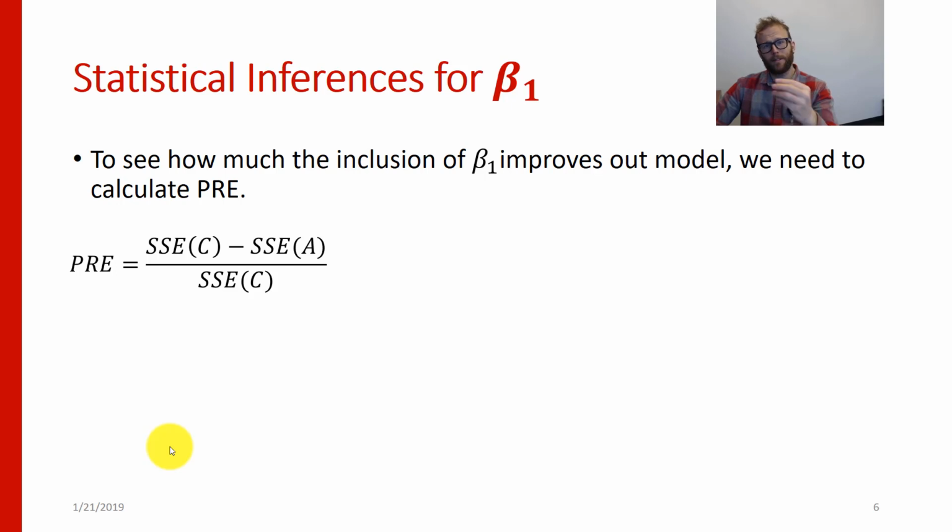To start with, we're going to make statistical inferences about the slope. To see how much the inclusion of the slope, beta 1, improves our model, we need to calculate the proportional reduction in error for that model A to model C comparison that we set up at the beginning.